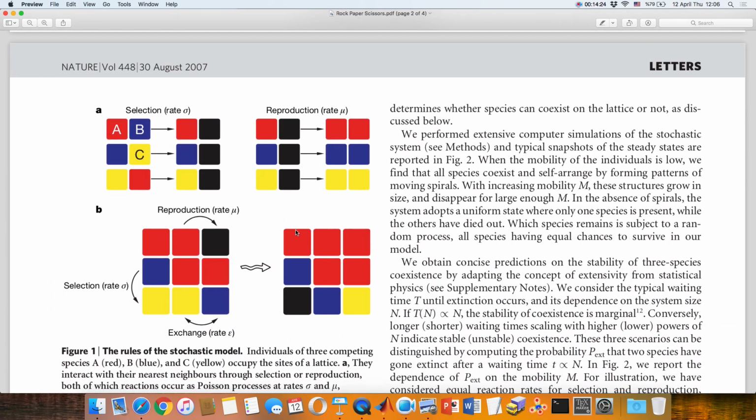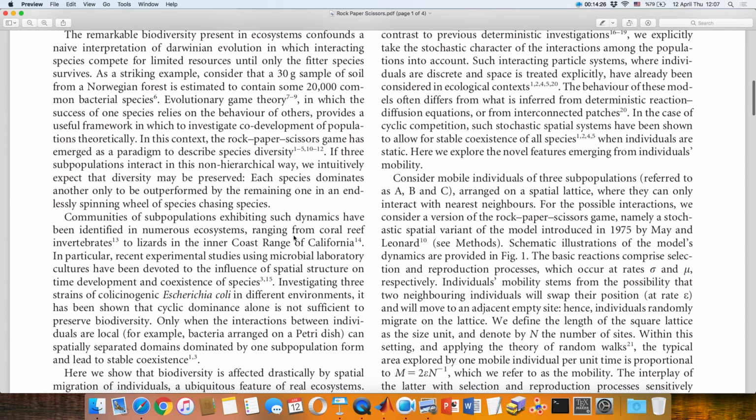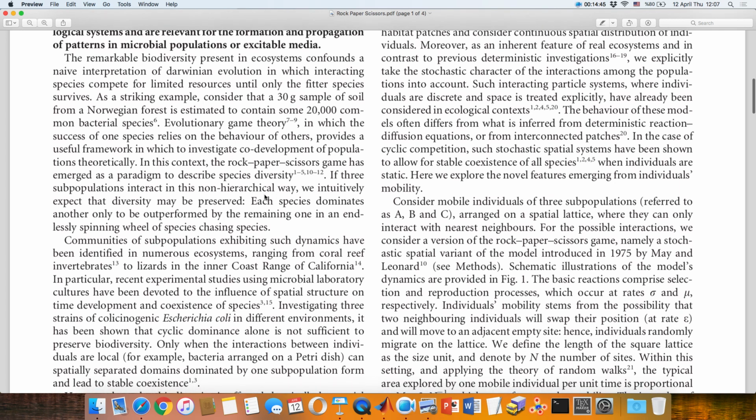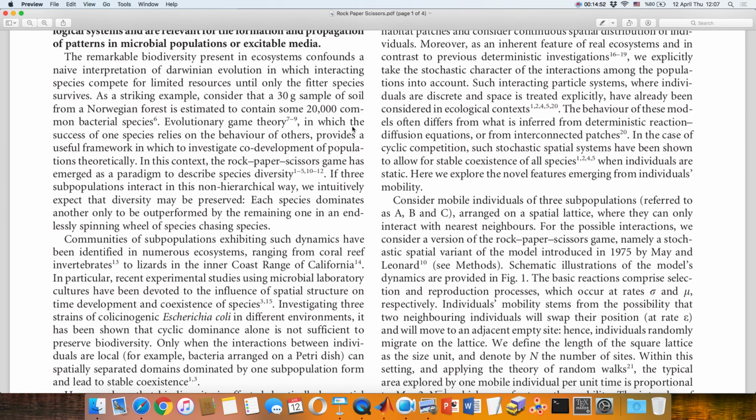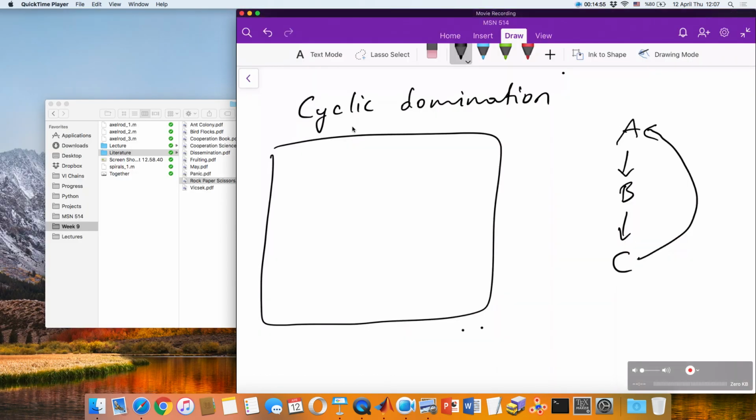three different strains. So, for example, here they say investigating three strains of colicinogenic E. coli in different environments. It has been shown that cyclic dominance alone is not sufficient to preserve diversity. Okay, this is not the sentence that I was looking for. Anyways, the code is cool. So, can I explain the code instead of going into it?